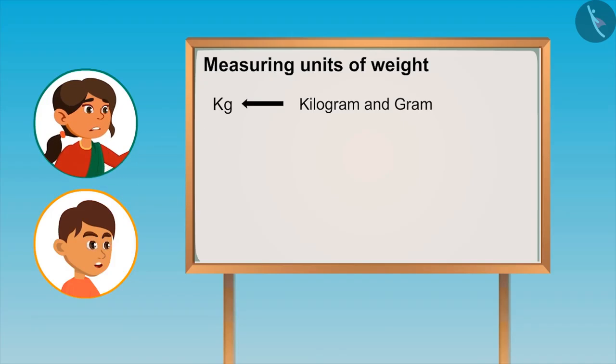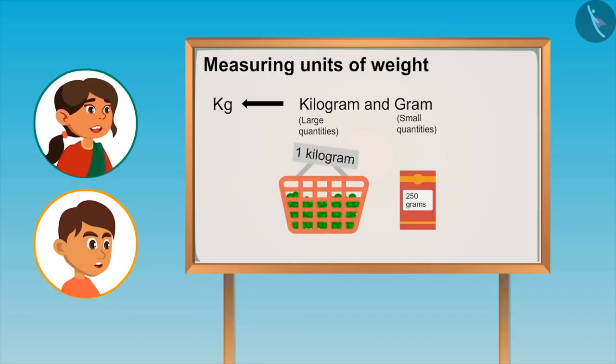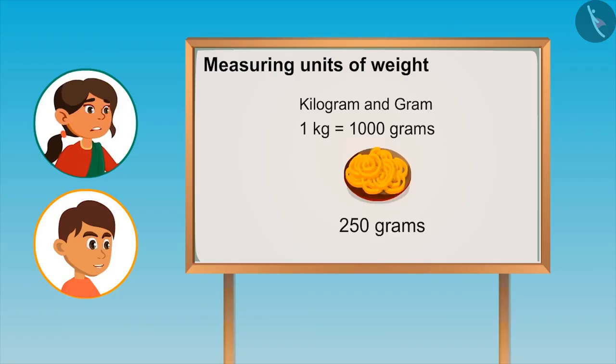Yes, brother. And kilogram is used to measure large quantities of an object, while gram is used to measure small quantities of it. Okay, brother, like 1 kilogram of peas and 250 grams of chili powder? Absolutely correct, Neetu. And do you know, 1 kilogram is equal to 1000 grams. These many grams?